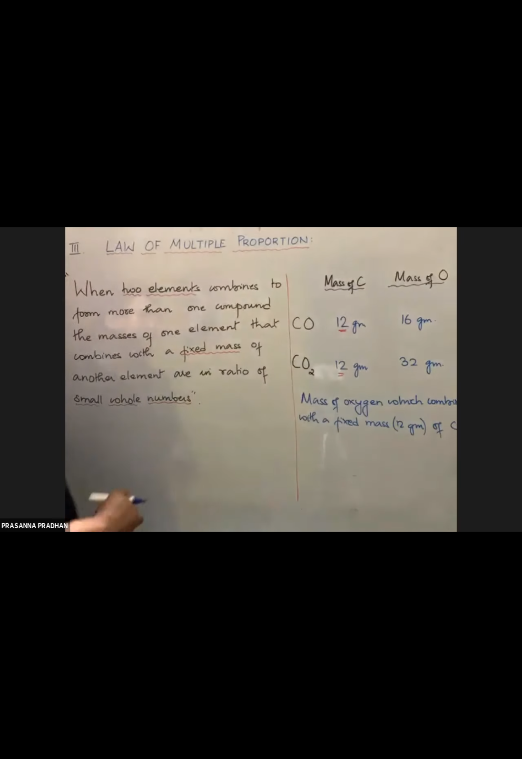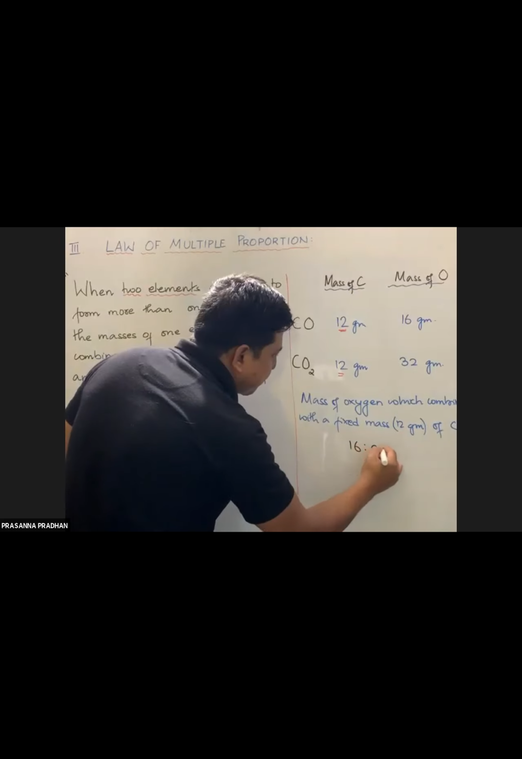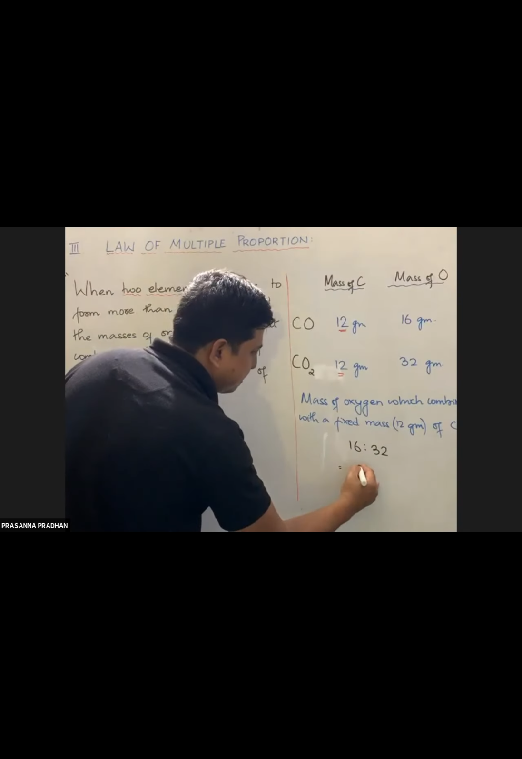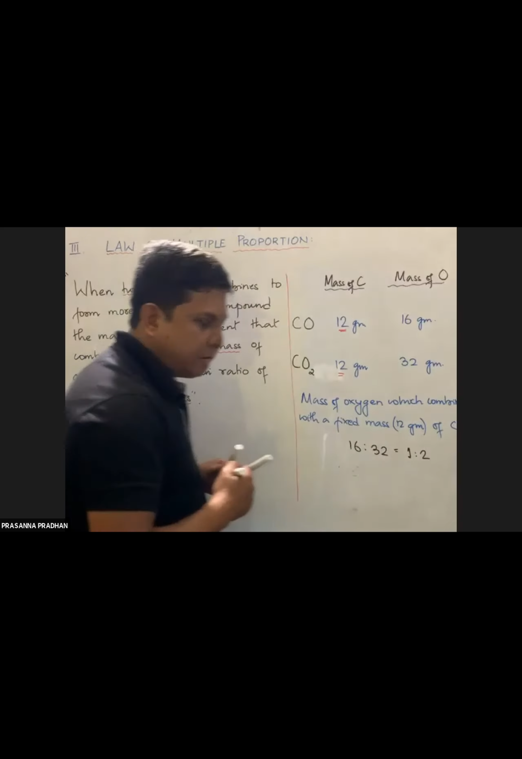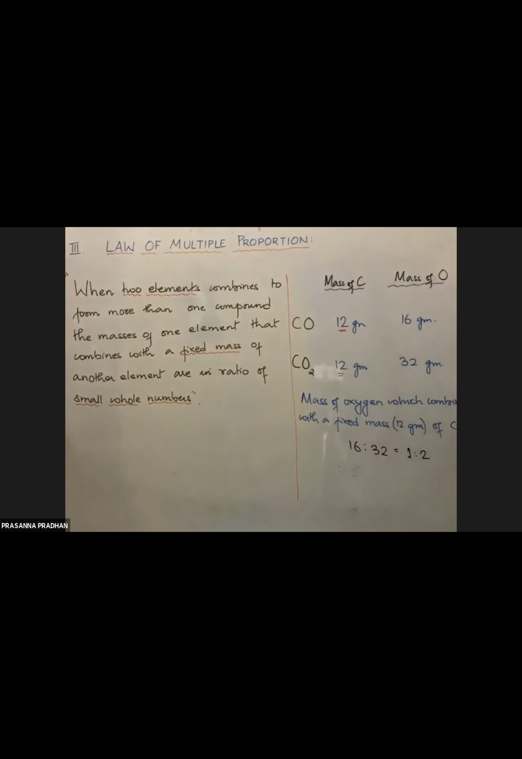So what is the ratio? The mass of oxygen which combines with a fixed mass of carbon is 16 to 32. So this is 4 is to, that's 1 is to 2. What is this? It is a simple whole number ratio. Yes, so this illustrates the law of multiple proportions.